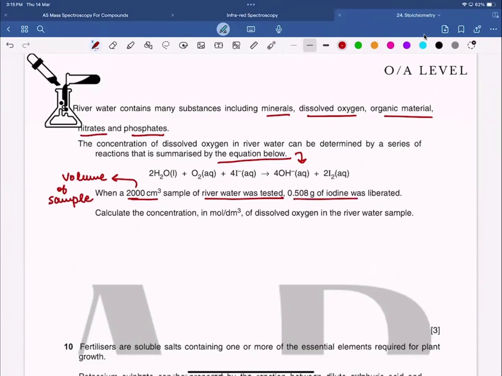0.508 gram of iodine was liberated. So we got the mass of iodine, and liberated means it is formed. Now calculate the concentration in mole per dm³ of dissolved oxygen in the river water sample. So as I have told you, whatever quantity of any substance is given, first you need to convert it into moles, then take the ratio of the given substance and the required substance. So see what is given to us.